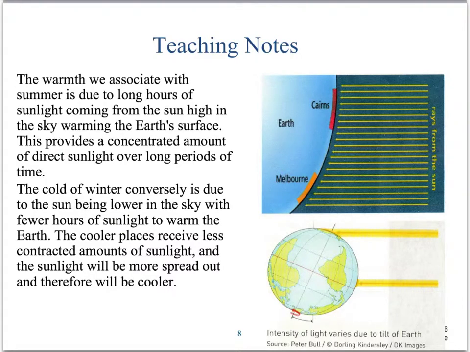The Earth is warmed by heat rays from the Sun. The warmth we associate with summer is due to the long hours of sunlight coming from the Sun high in the sky, warming the Earth's surface. The cold of winter, conversely, is due to the Sun being lower in the sky, with fewer hours of sunlight to warm the Earth. Therefore, depending on the angle at which the Sun's rays hit the Earth, some places will be warmer than others. The warmer places will get a concentrated amount of direct sunlight over a long period of time. Cooler places will receive less concentrated amounts of sunlight, or indirect sunlight, or the sunlight will be more spread out and therefore it will be cooler. This is all due to the tilt of the Earth's axis.